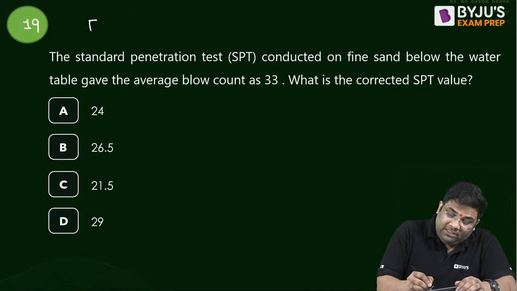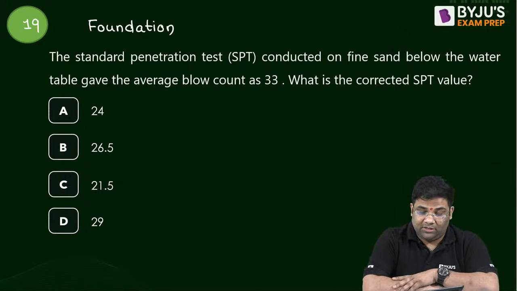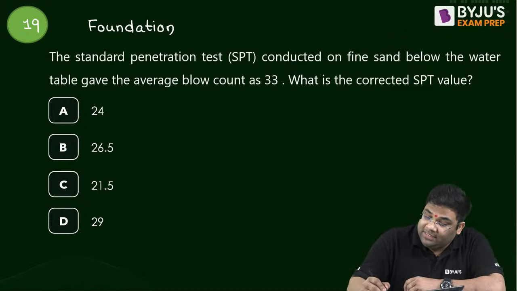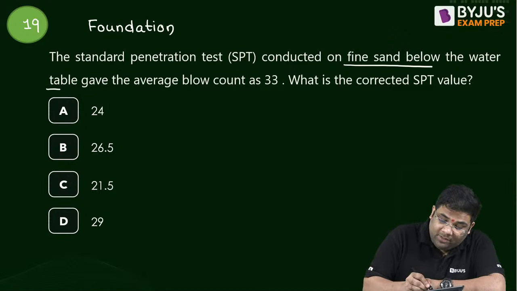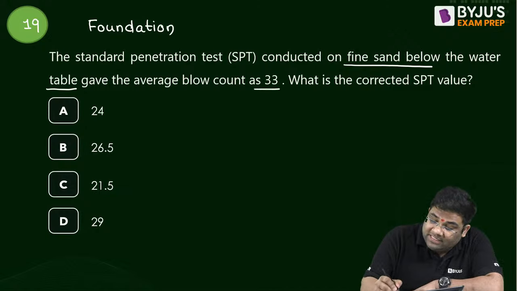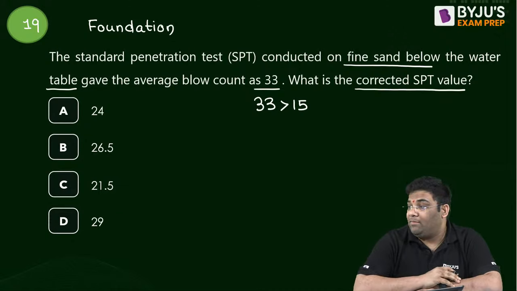Question number 19. SPT, foundation engineering. Please answer this question. The SPT is conducted on a fine sand below the water table, so we have to do the dilatancy correction. The average N value is 33, which is more than 15. So what is the formula? Use the formula for the corrected SPT value and give me the answer.